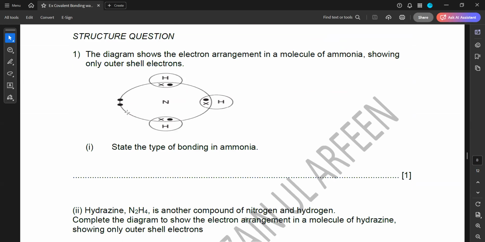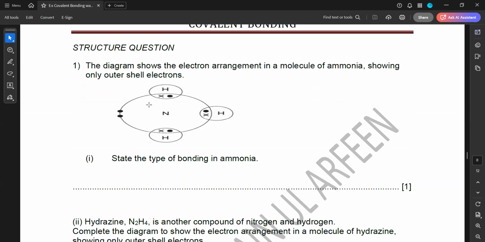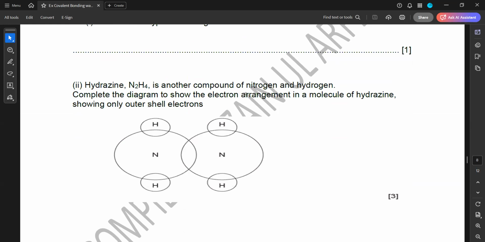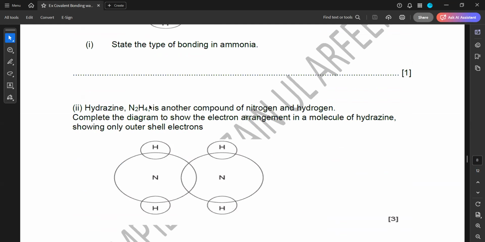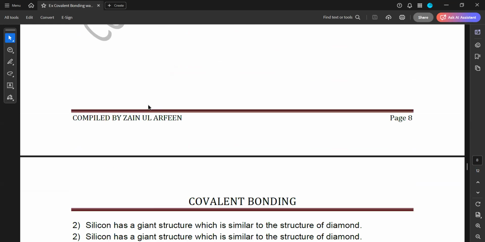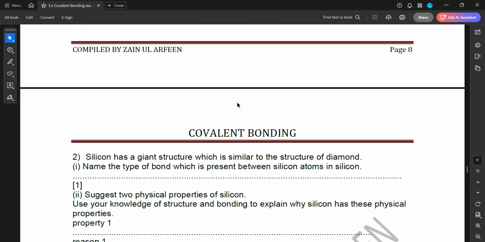Question number 1, the structure question. Any doubt if you have question 1, part 1 and 2? Any doubt? Is hydrogen a metal or a non-metal? Hydrogen is not a metal.